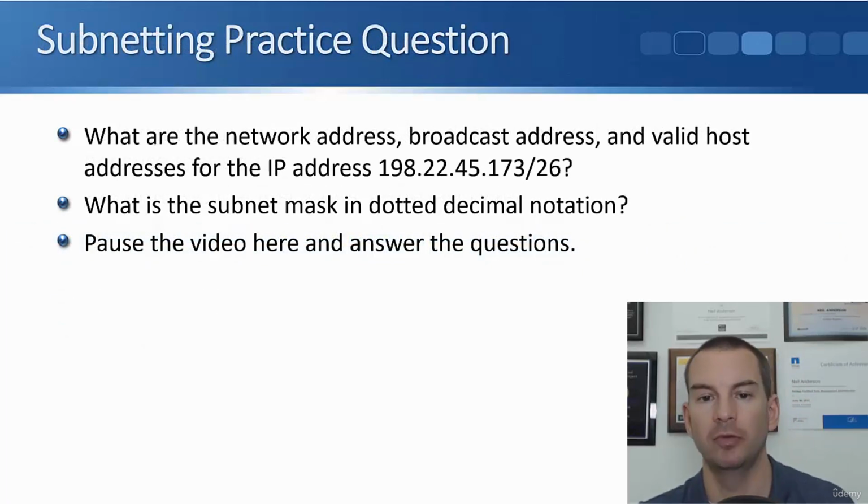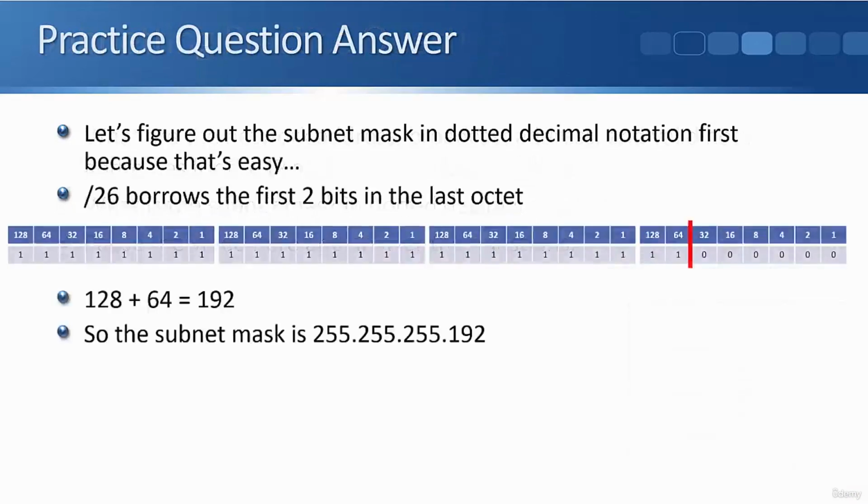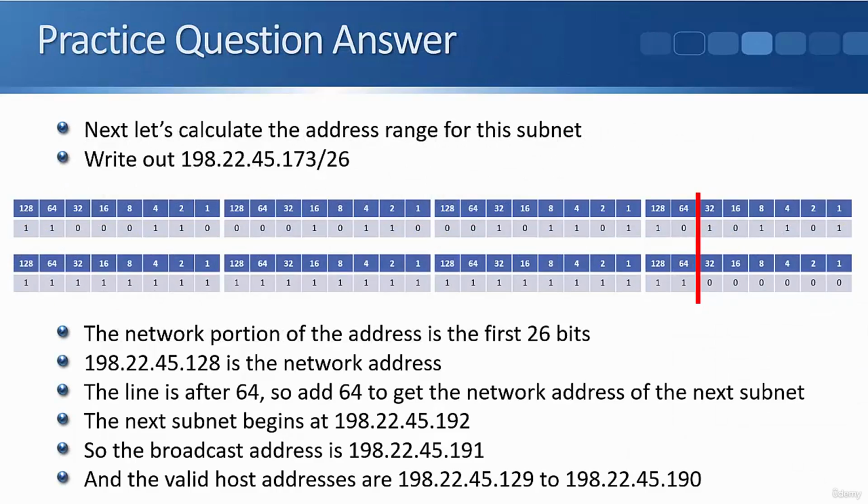Okay, let's look at what the first part of the question was. What is the network address, the broadcast address, and a valid host address for the IP address 198.22.45.173/26? So again, we use our piece of paper and we're going to write out the IP address now as well. You can see that I've done it on the top part here. That is the bit pattern for 198.22.45.173. That's how we would write it in decimal.